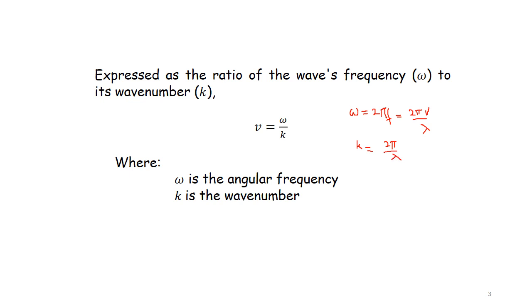So that means omega equals k times v. What I'm circling here now is k, that's 2 pi over lambda. So that's where we have v equal to omega over k. Again, omega is the angular frequency and k is the wave number. So for a particular wave, that's the wave velocity or the phase velocity.